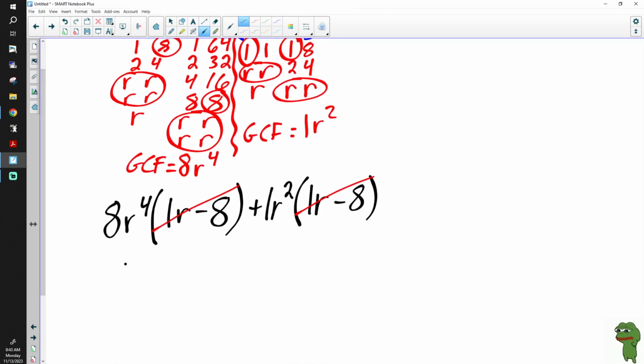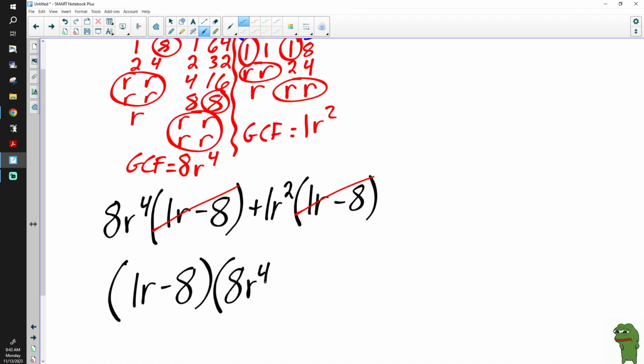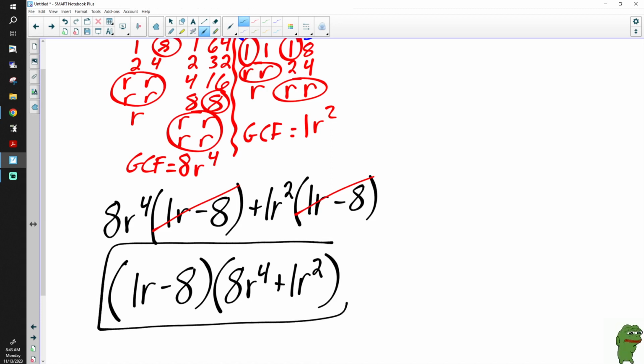My final answer, 1r minus 8 times the leftovers, 8r to the 4th plus 1r squared, and we can be done. Factored by grouping.